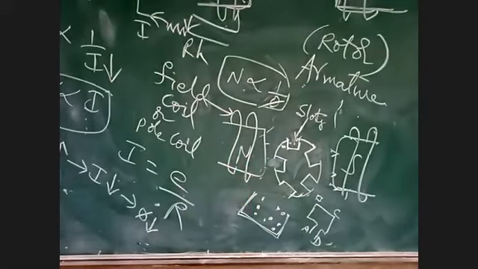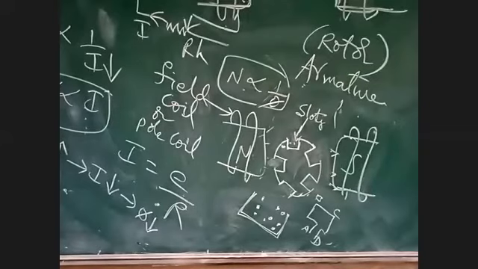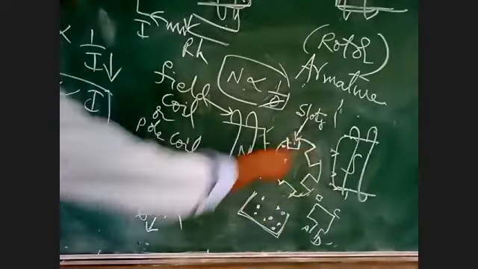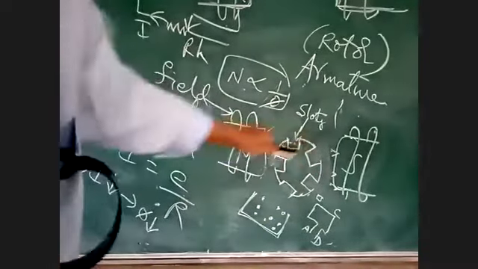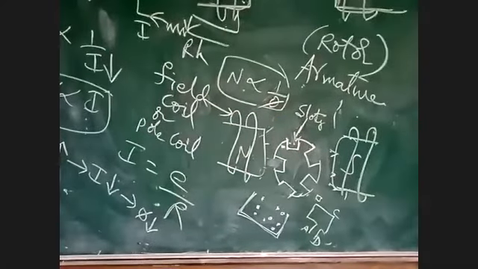If you see a ceiling fan, they are making the winding. That winding is not one coil. It may be 100 coils. Like this here on the armature. This is the armature. This is an iron piece. On the iron piece, they are punching the slots.